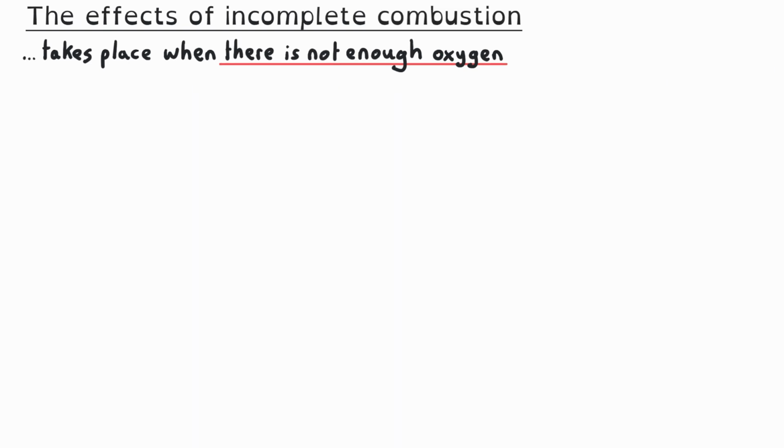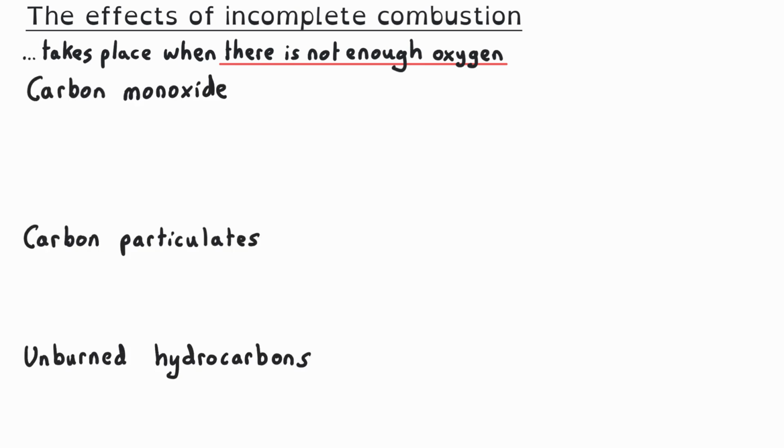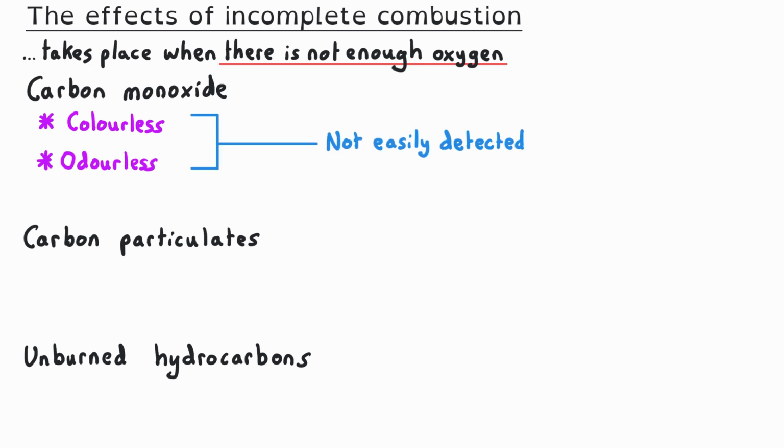Incomplete combustion occurs when there isn't enough oxygen to fully burn the fuel, leading to the production of several harmful substances. Let's take a look at the key pollutants produced: carbon monoxide, carbon particulates, and unburned hydrocarbons. First, carbon monoxide. This is a colourless, odourless gas that is particularly dangerous because it's not easily detected by humans. This makes it even more harmful as it can build up in enclosed spaces without people realising it.